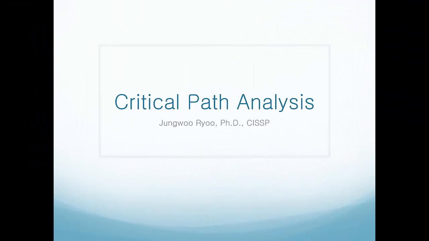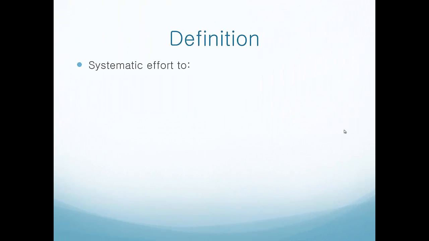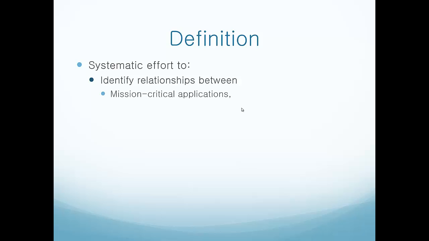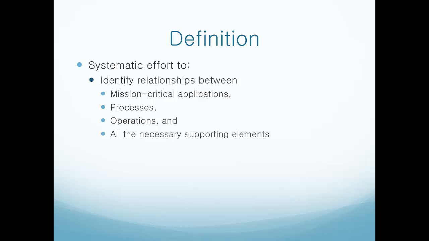In this video, we are going to talk about critical path analysis. So let's first define what I mean by a critical path analysis. It is a systematic effort to identify relationships between mission-critical applications, processes, operations, and all the necessary supporting elements for the mission-critical applications.